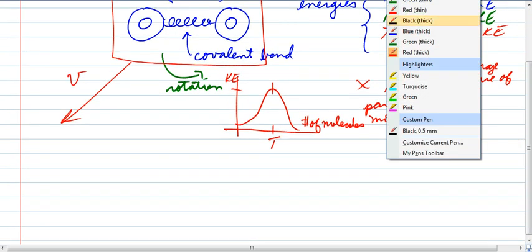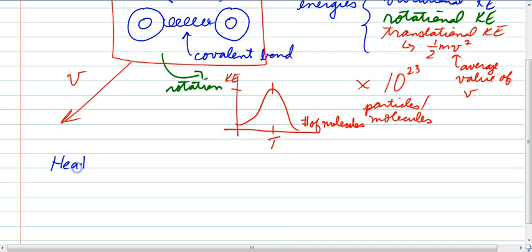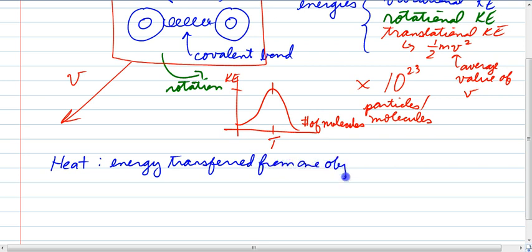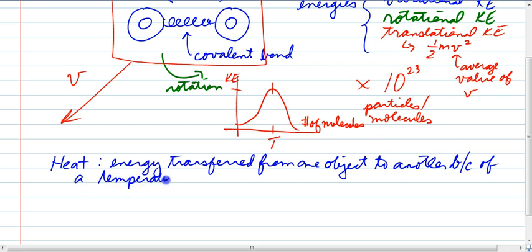Now we'll go to heat. Okay, and heat is actually fairly simple. It's just the energy transferred from one object to another because of a temperature difference. So heat won't flow unless there's a temperature difference between two things.